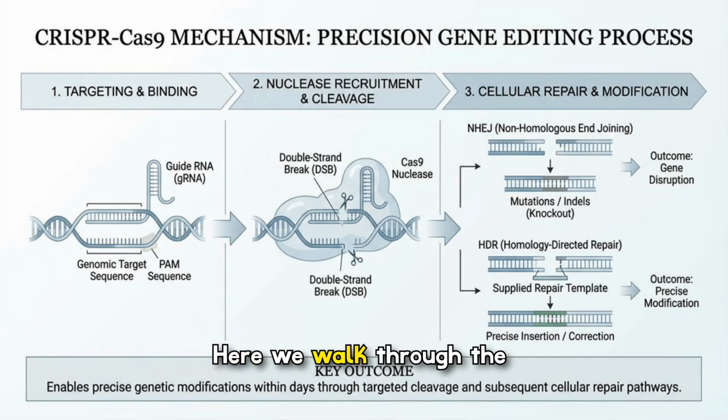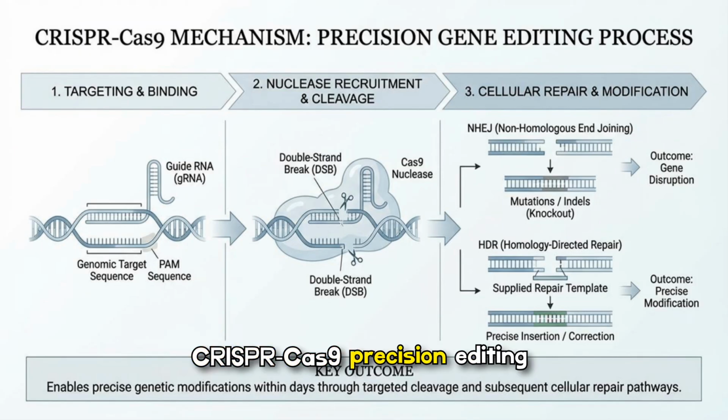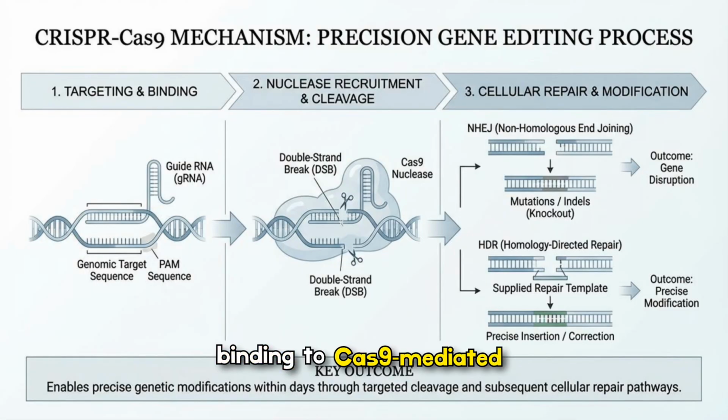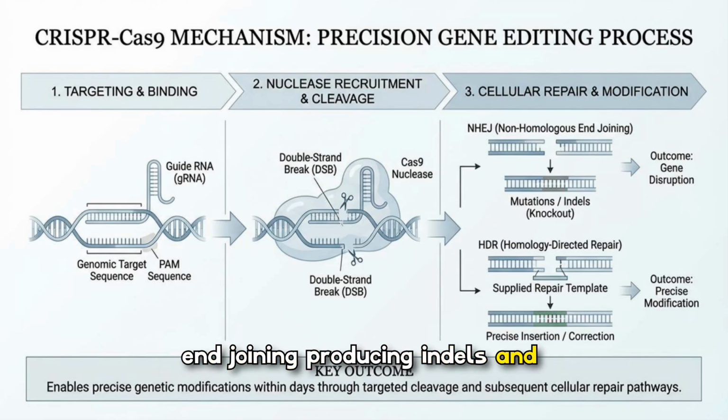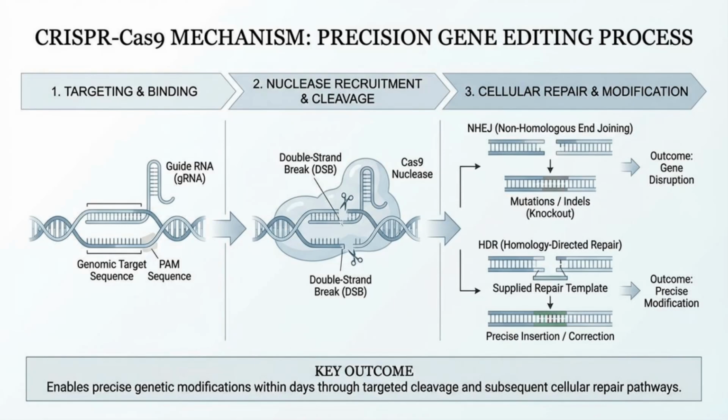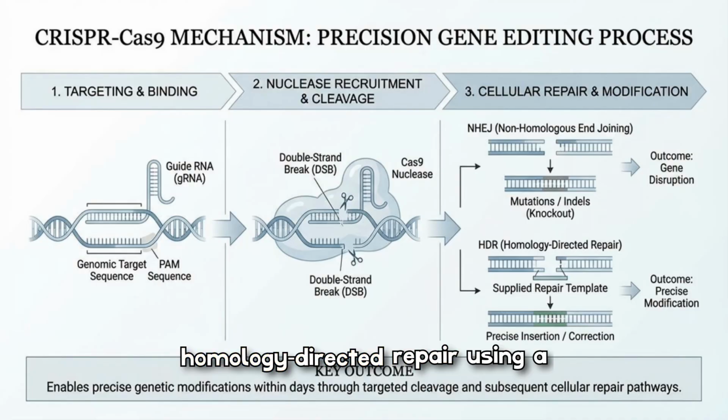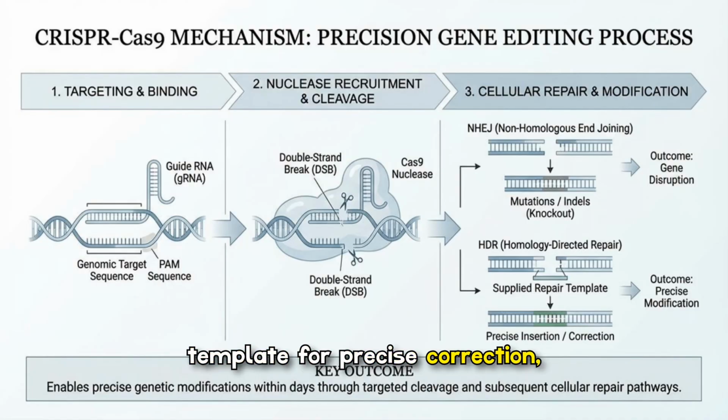Here, we walk through the CRISPR-Cas9 precision editing workflow, from guide RNA binding to Cas9-mediated double-strand breaks, and the cell's repair choices. The diagram shows non-homologous end joining producing indels and gene disruption, or homology-directed repair, using a template for precise correction, underscoring how targeted cleavage and cellular repair pathways enable rapid, precise genetic modifications.